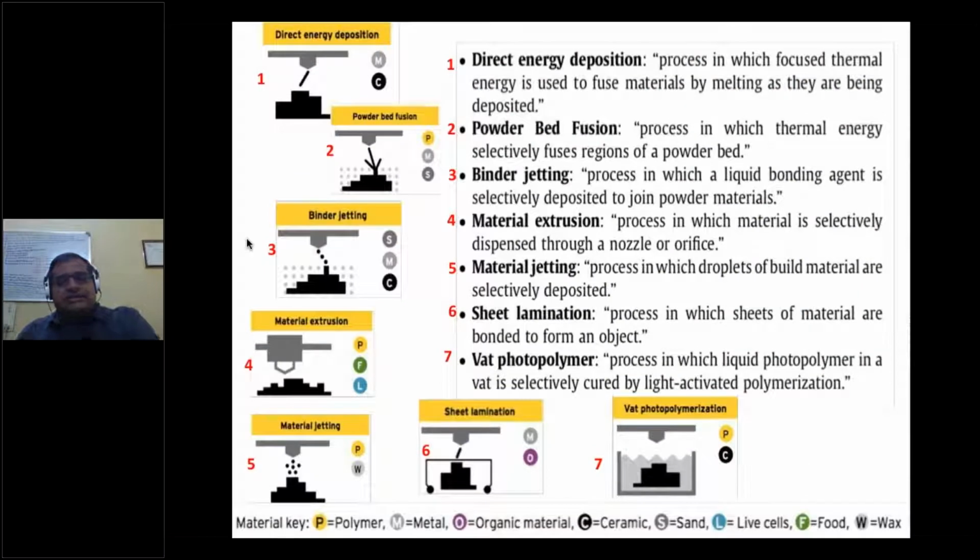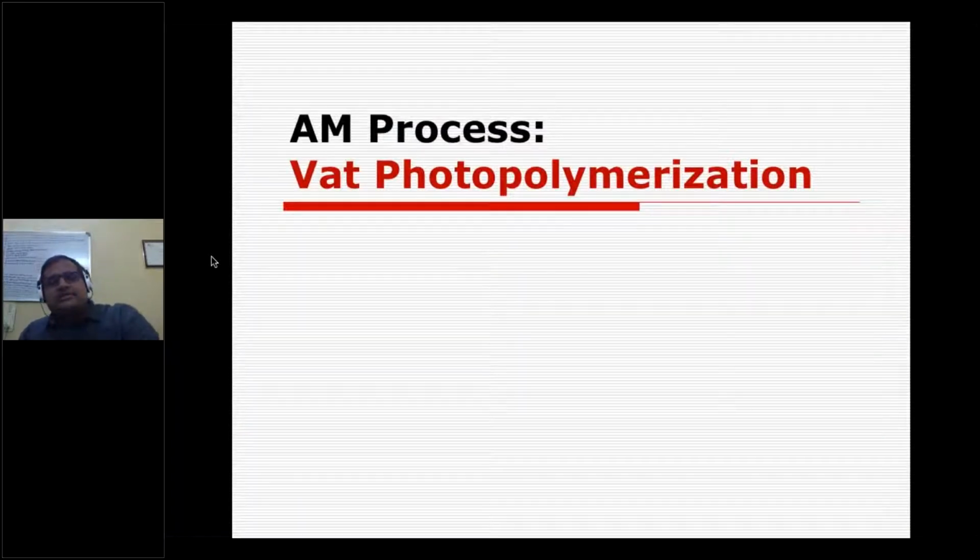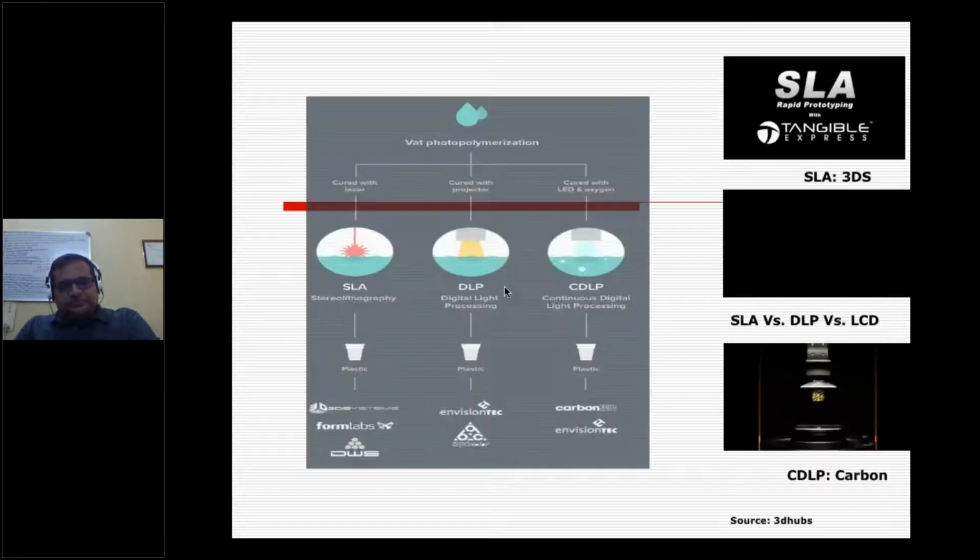Then ASTM, on seeing this, classified these technologies into 7 groups. Today we'll see 4 classifications, and tomorrow we'll cover the other 3 classifications of this technology. Let me start with the first process, called VAT photopolymerization process. Of course, this is the first technology, invented by Charles Hull from 3D Systems. It was the technology called SLA.